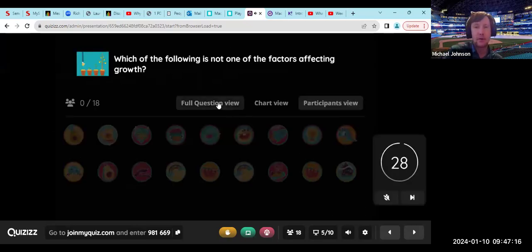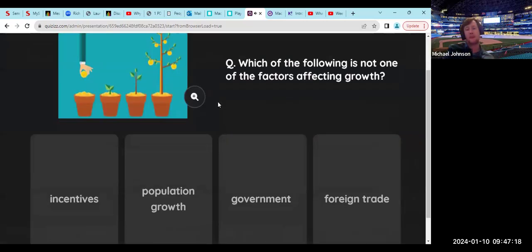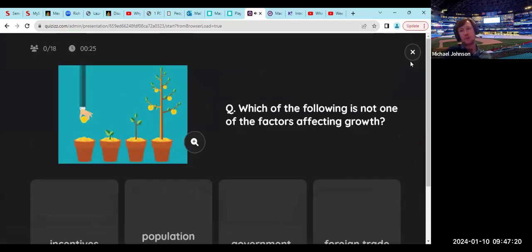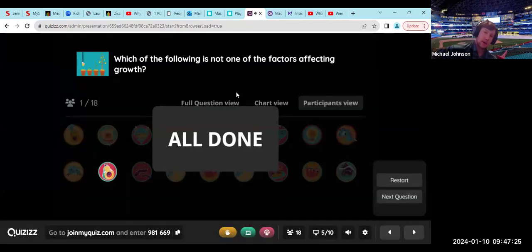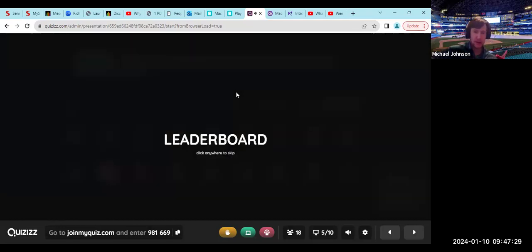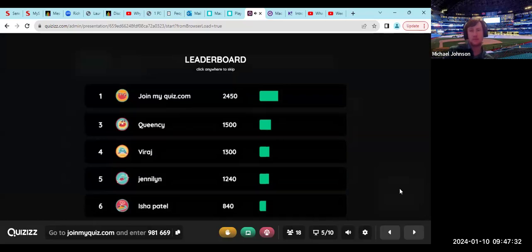Which of the following is not one of the factors affecting growth? We'll actually skip this one because it's a wrong question. So let's skip this. Don't worry about this one. This question has wrong answers.